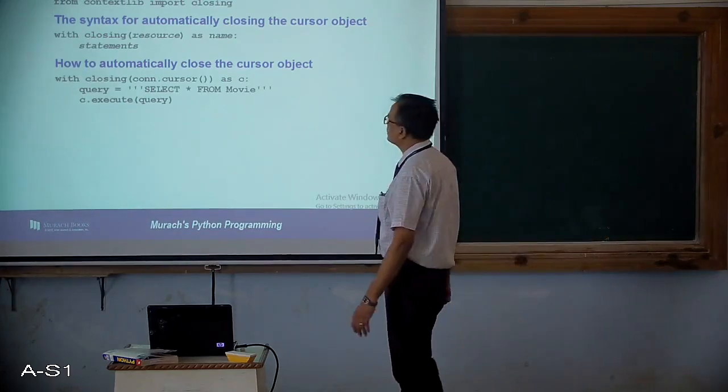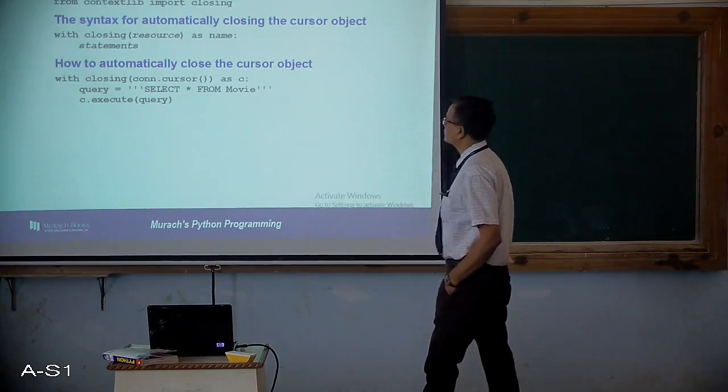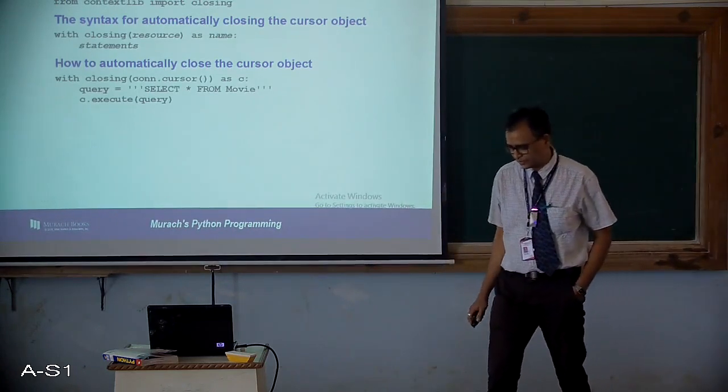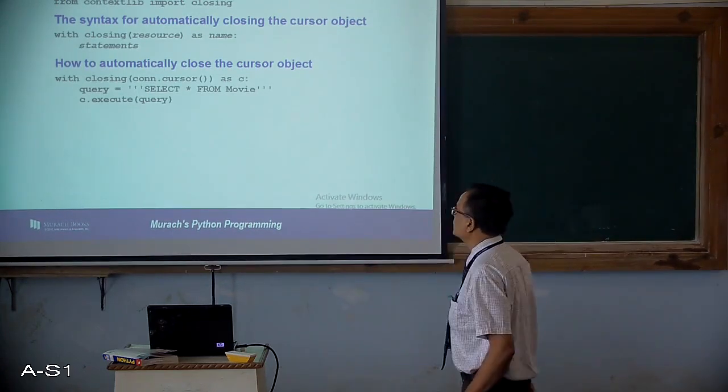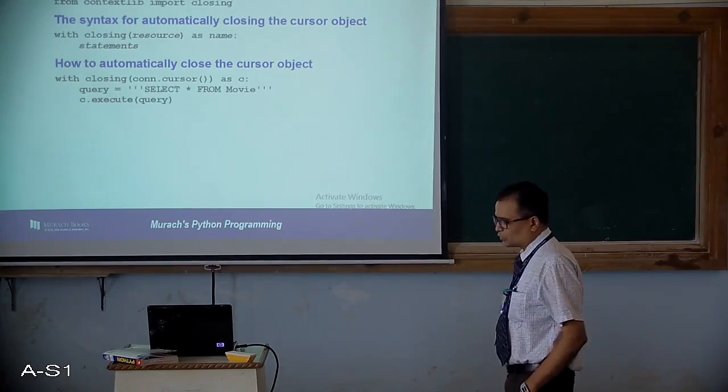Now we'll discuss how to automatically close the cursor object. I have left this in the previous class. From there only I will continue. So why is the cursor to be closed?